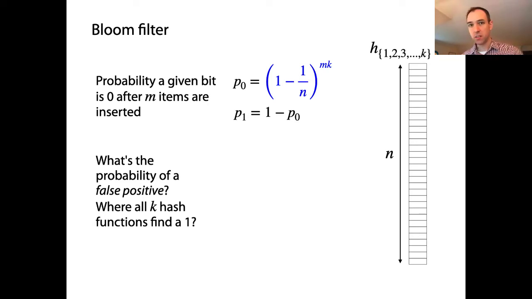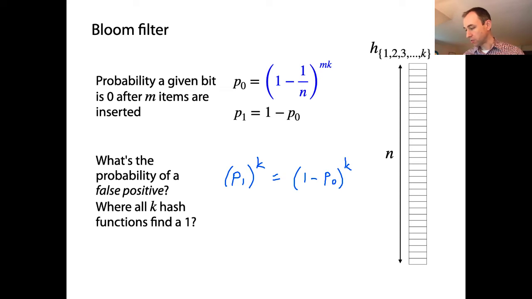So it's a coincidence of finding a 1 k times. So that's just going to be the probability that the bit is set to 1, to the k, right? That's the probability that all k of the places that I look are all set to 1 just by coincidence, just from collisions, okay? And of course, because we know p sub 1 is 1 minus p sub 0, we could also write it this way, which means now we can rewrite it, plugging in p sub 0.